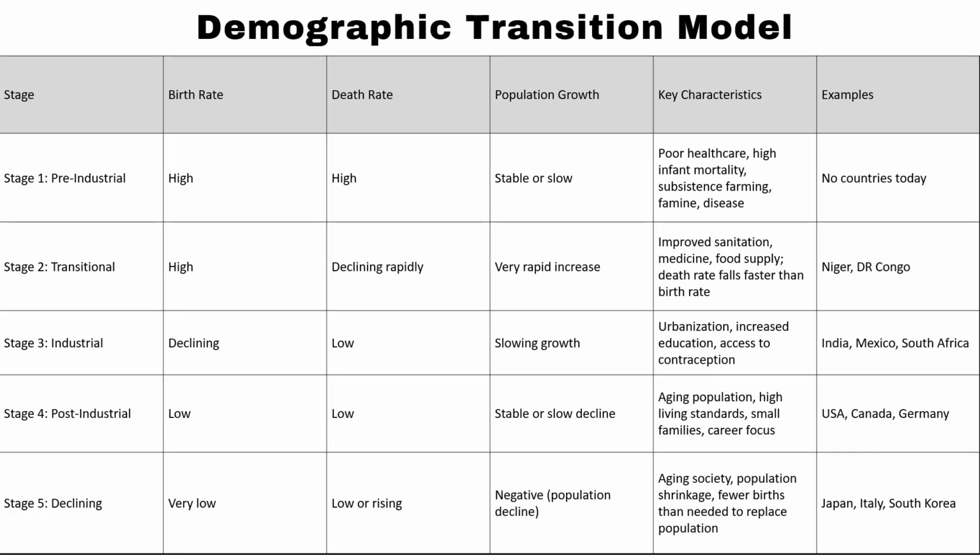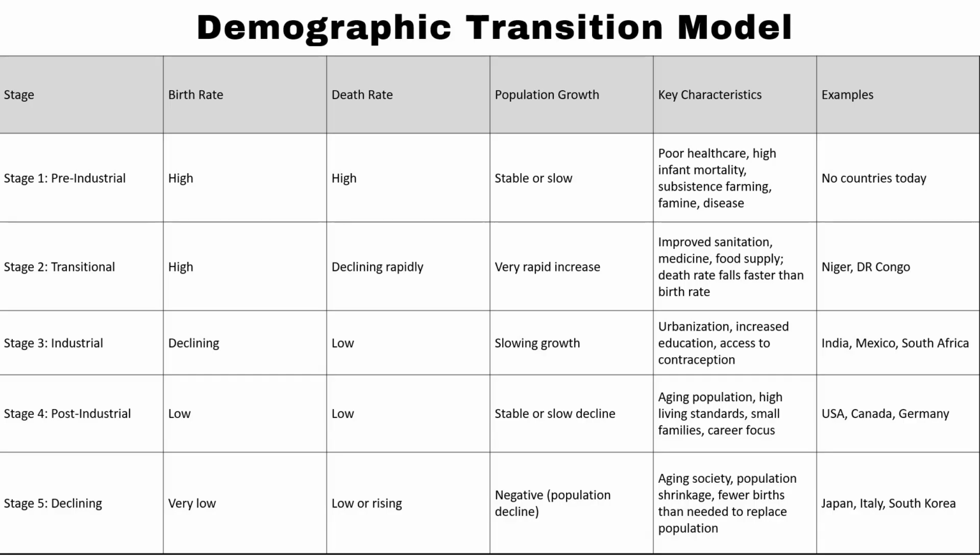This table shows the stages pretty clearly. Let's interpret it like a story. Stage one, we have pre industrial atmosphere. This includes high birth rates and high death rates. There's little net growth happening.